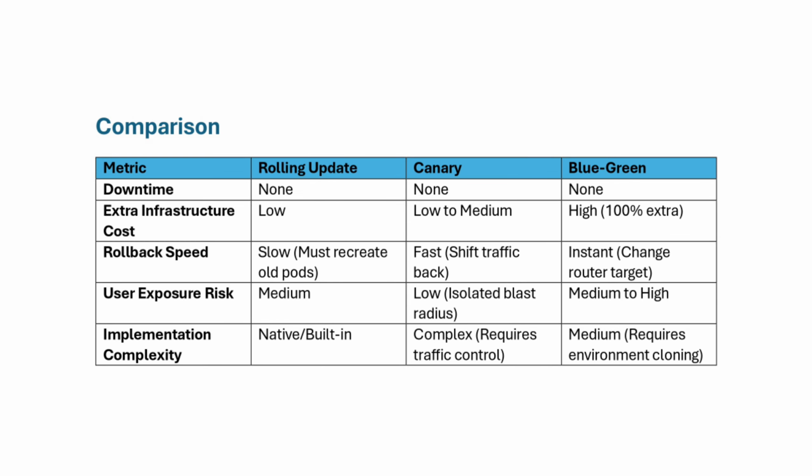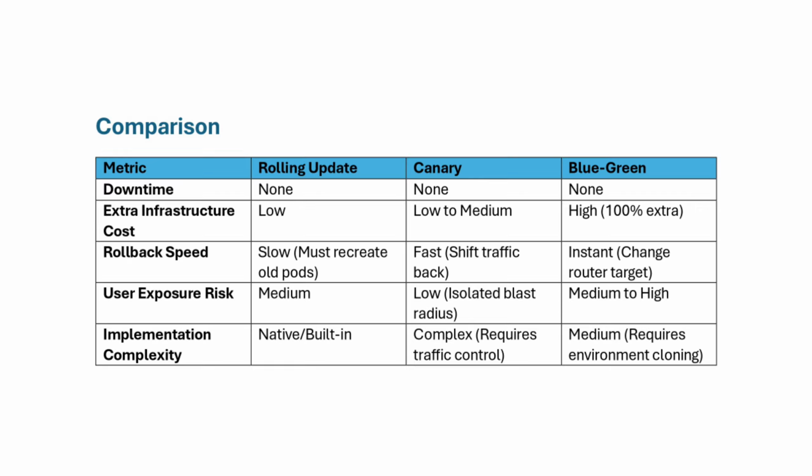Now let's compare it in this table. Metric, that is downtime. In rolling update, this is none. In Canary, this is none. In blue-green, it is also none. None means zero downtime or it can be near zero downtime. Extra infrastructure cost. In rolling update it is low, whereas in Canary it is low to medium. In blue-green it is high, 100% extra infrastructure cost, because there are these two identical production environments.